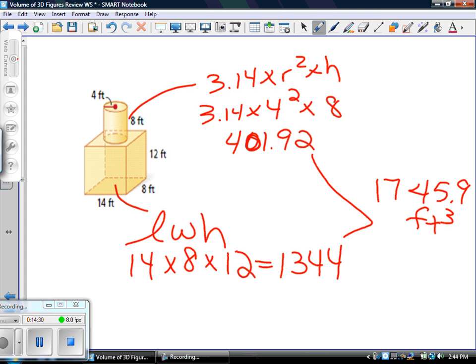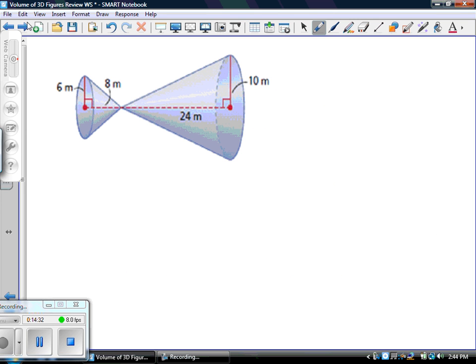The last one. We have two cones, both of different sizes, so we're going to deal with both of them separately, and then we'll add them together. The cone formula is 1/3 times 3.14 times the radius squared times the height.